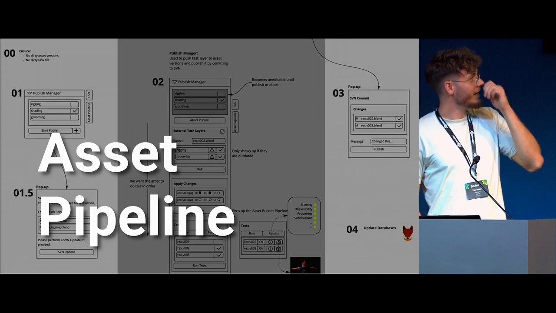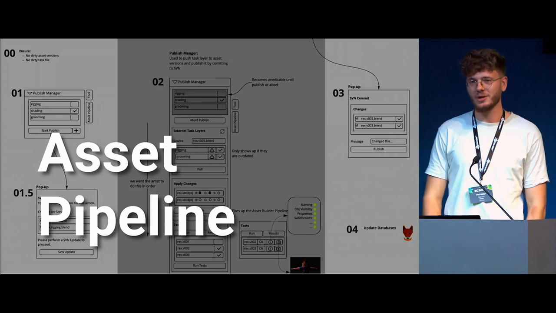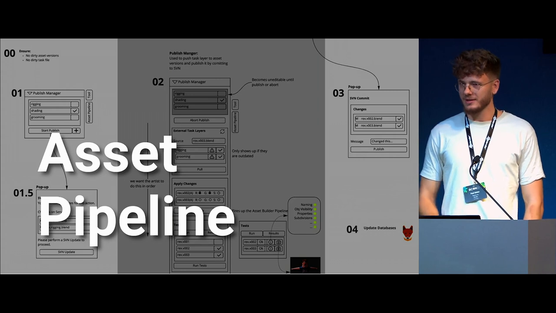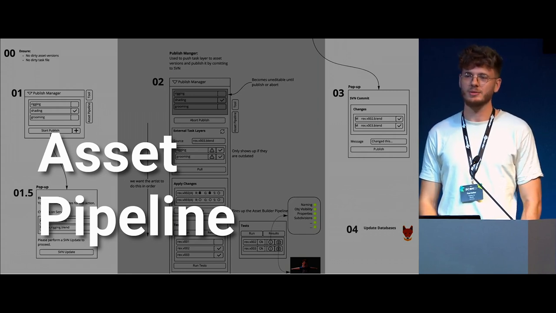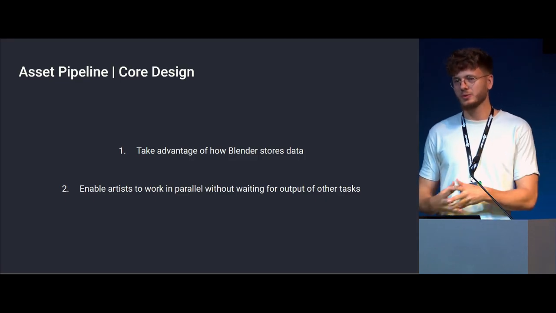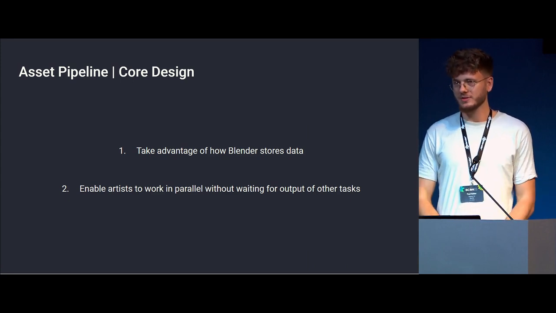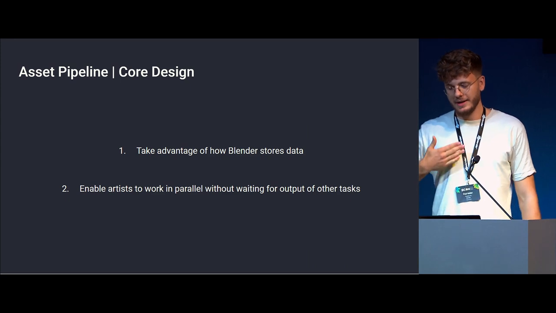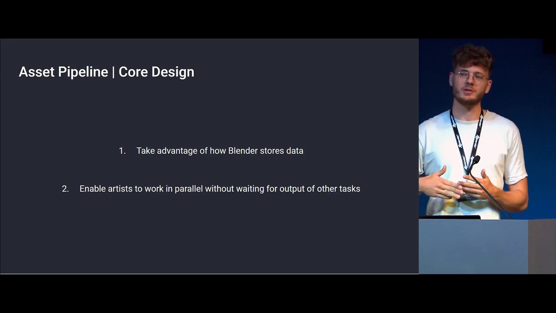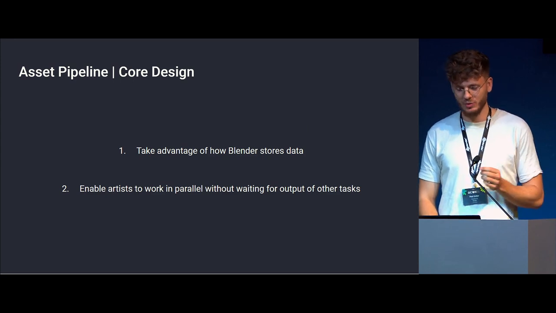All right. The last section will be about the asset pipeline of the Blender Studio. The foundation of the asset pipeline was established during the Settlers project, and it was further iterated on during the production of Sprite Fright. And the asset pipeline is really designed around two core concepts. First, we want to take advantage of the way Blender stores data. And second, we want to enable artists to work in parallel without having to wait for output of another task. And the second concept is kind of the result of the first, so let's jump a bit more into detail.